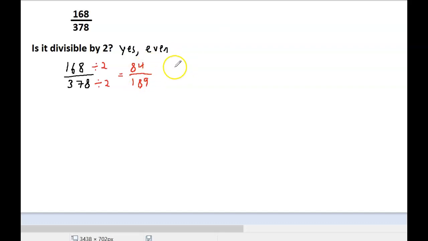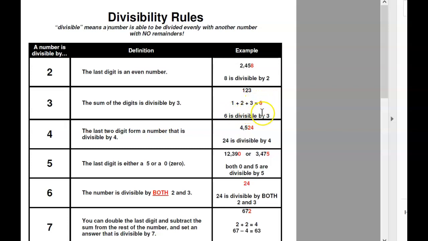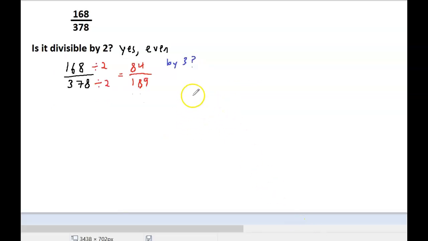And we can ask the same question again. Is this divisible by 2? And the answer is no, because they're not both even. So what about by 3? Let's look at the divisibility rule for 3. If the sum of the digits is divisible by 3, so we have 123, 1 plus 2 plus 3 is 6, so we say it's divisible by 3. So let's try that here.